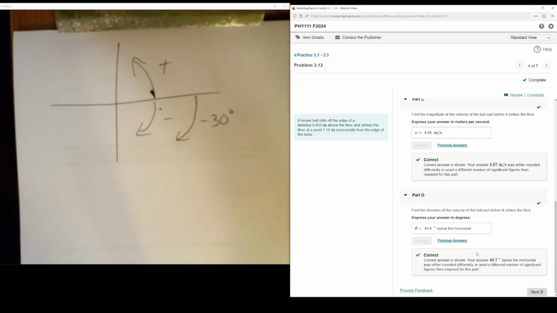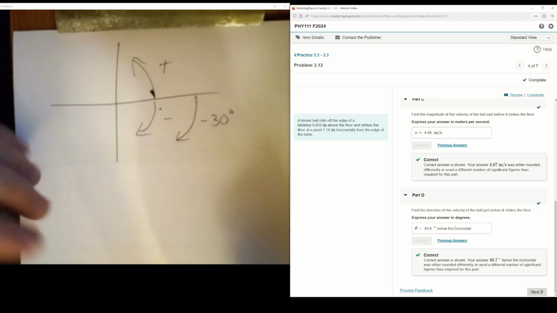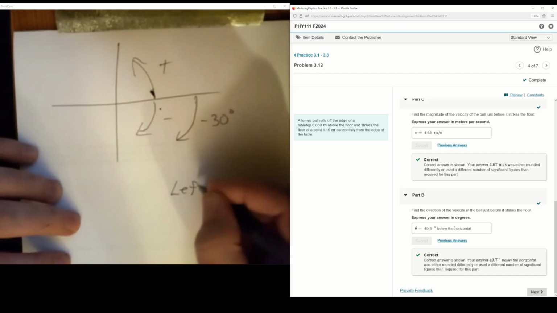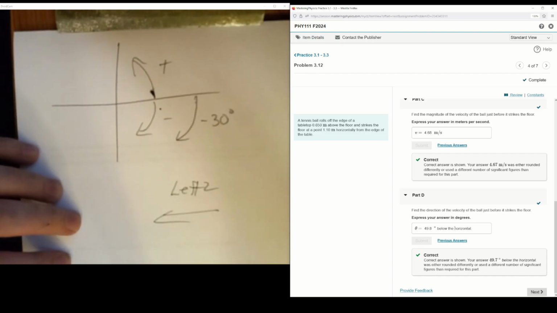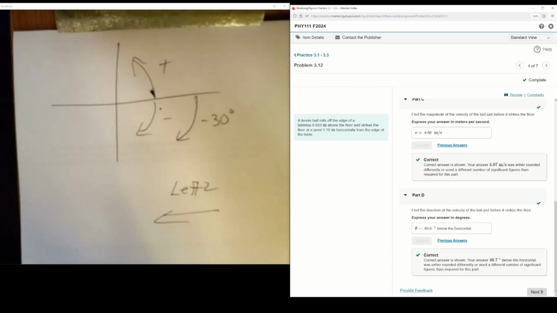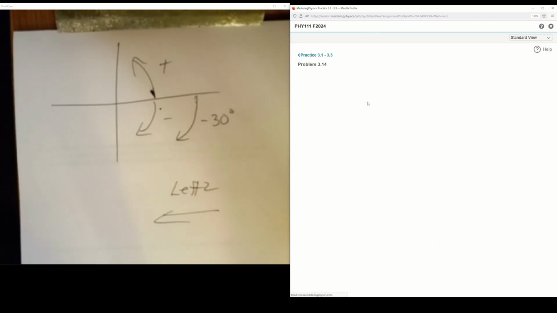I don't know. Probably not, because they say below the horizon, which is the negative sign. So, like if you say left 2, well, if you say left -2, that's kind of redundant. So that's just what I'm saying there. Maybe I'm being too ticky-tacky. We'll go to the next one.